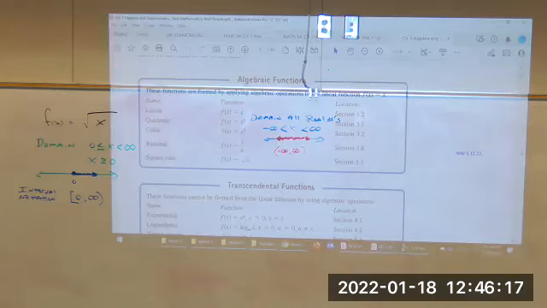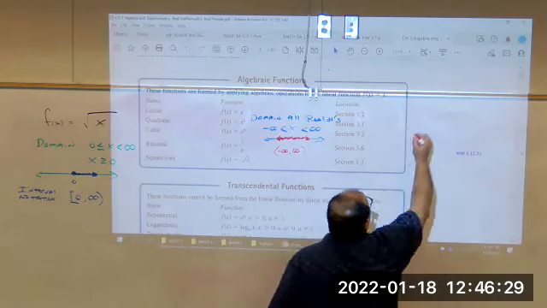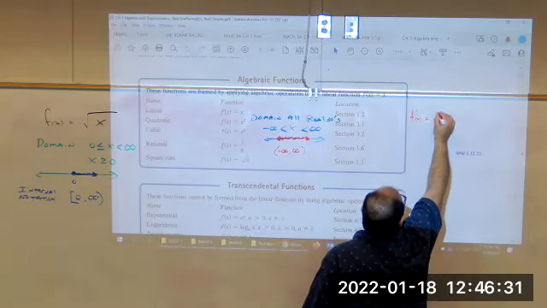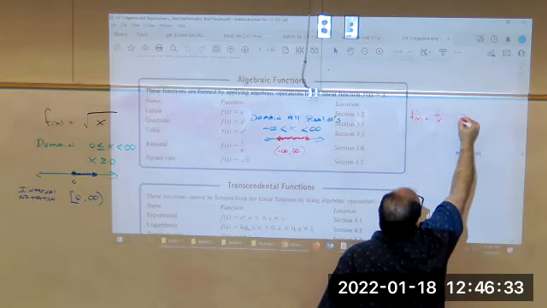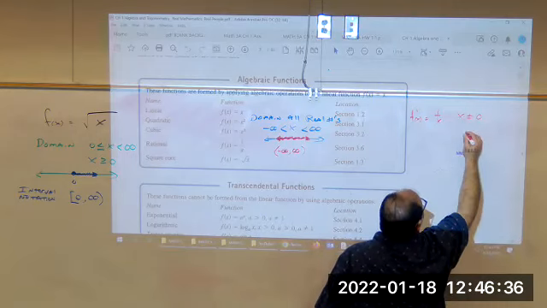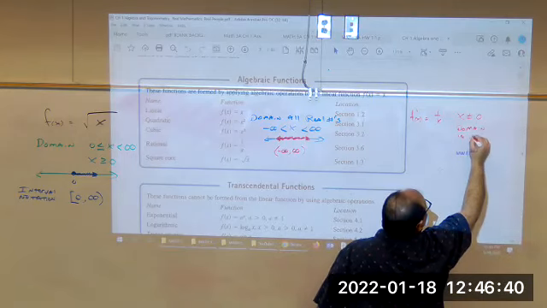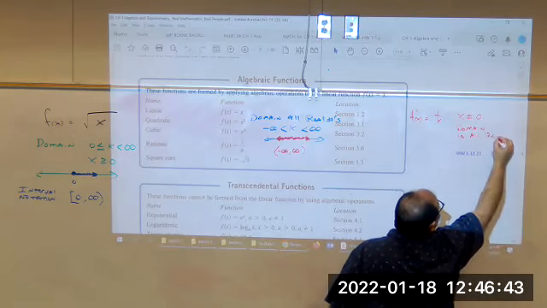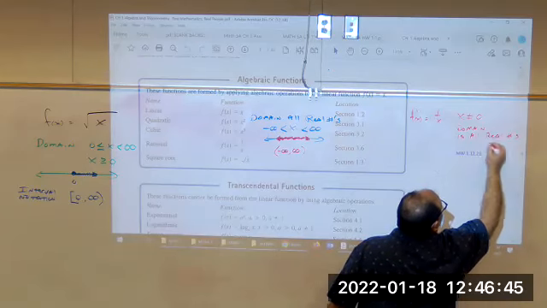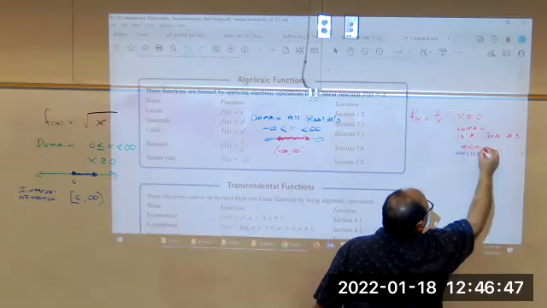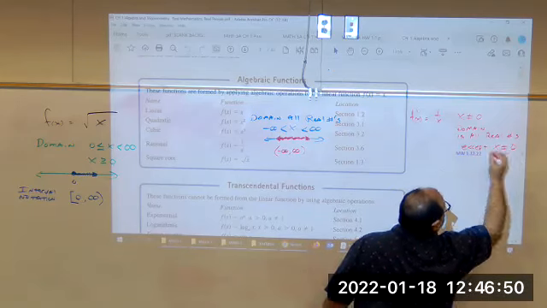And I know exactly where I left off was 1 over x. And we talked about the asymptote that happens at x equals 0. So f of x equals 1 over x. X cannot equal 0. So we would say the domain is all real numbers except x cannot equal 0.